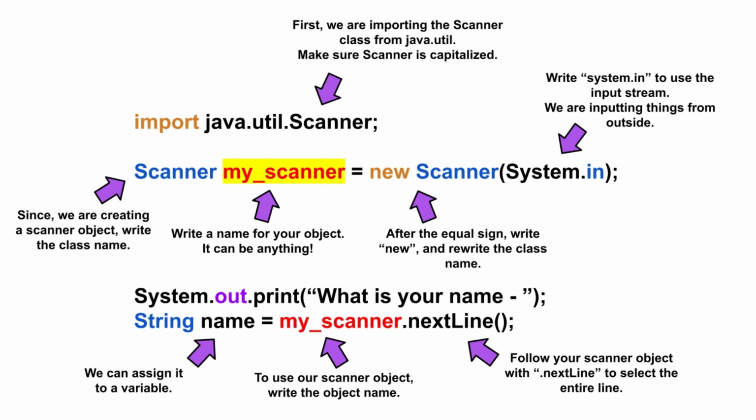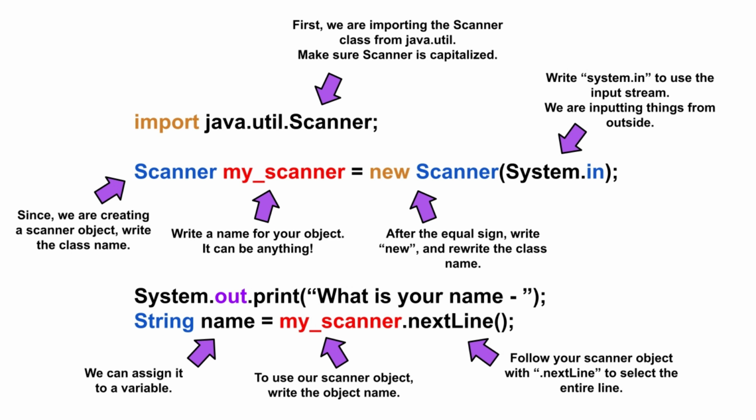To create a scanner object, first write the scanner class. Then write a name for your scanner object. It can be anything. After the equal sign, write new. This tells the computer that a new scanner object is being created. Next, write the scanner class again, but this time follow it with a set of parentheses. Inside the set of parentheses, write System.in. This will tell the computer that we are scanning for anything coming in from outside. We are done writing our scanner object.